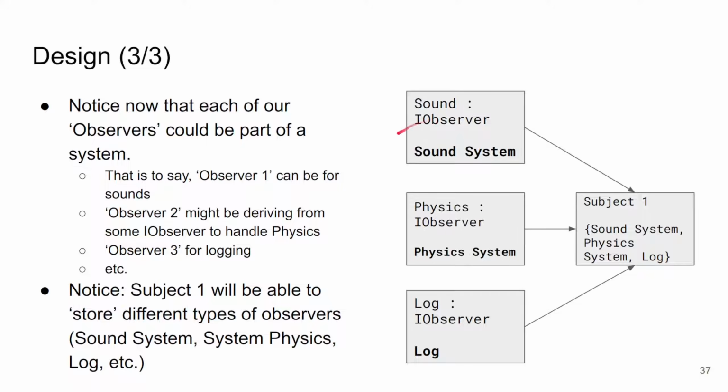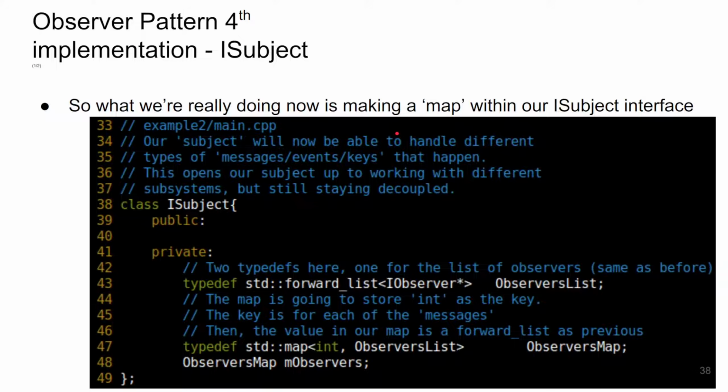I'll move out of here one more time. And here's what we're going to do for our implementation. So our subject is going to need some way to keep track of the different observer types. Now, the easiest way to do this, or at least the first that comes to mind, would be to use some sort of map data structure. So again, I'm going to use a map here, and we'll have a key be some sort of integer type here, and then we'll have each of our observer lists depending on if that observer is part of, say, a physics system, sound system, etc. That's how we'll keep track of things. So we'll have our observers map.